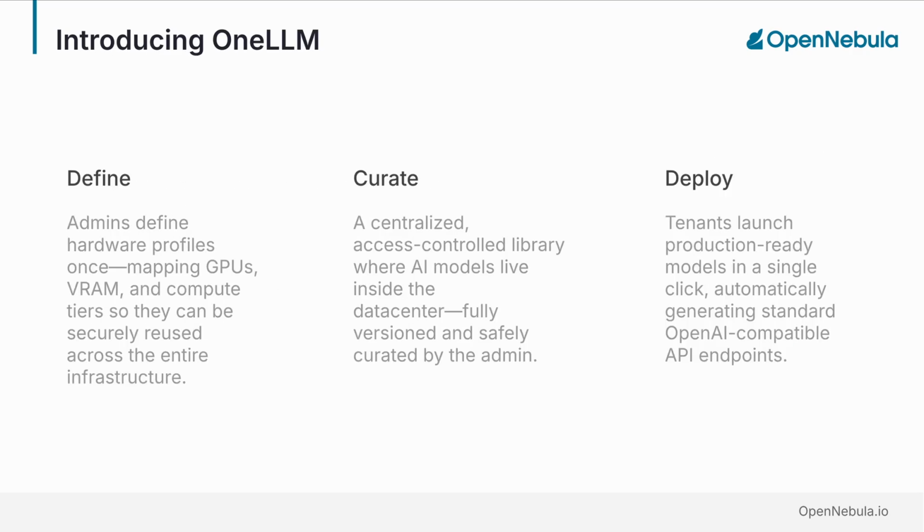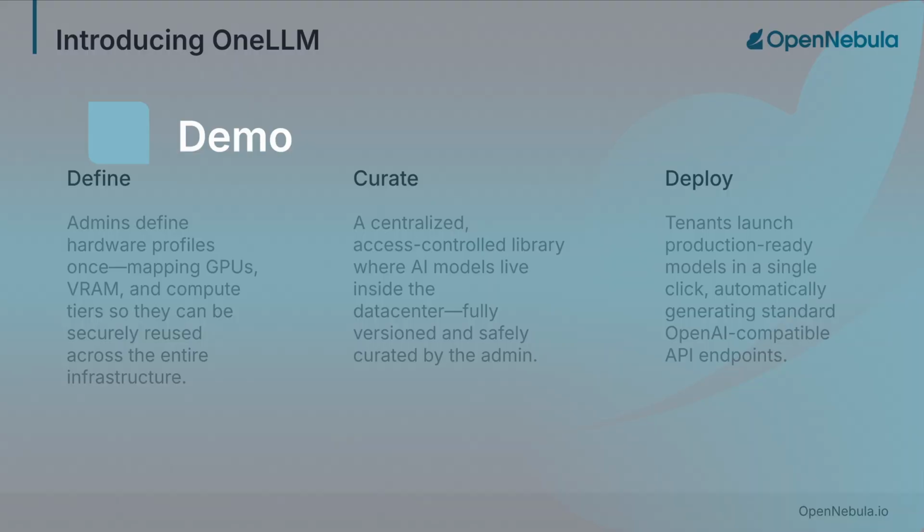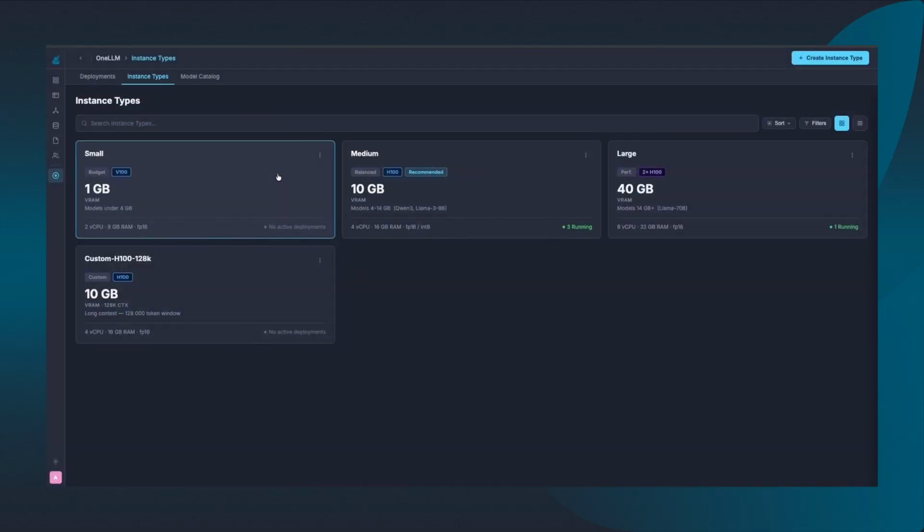In the upcoming release of OpenNebula, we are addressing these challenges by adding an AI inference section directly to Sunstone, a single place to define hardware profiles, curate AI models, and deploy production-ready models with just a few clicks. OneLLM is a new section inside Sunstone that brings AI inference into the platform. No external tools, no separate infrastructure to manage.